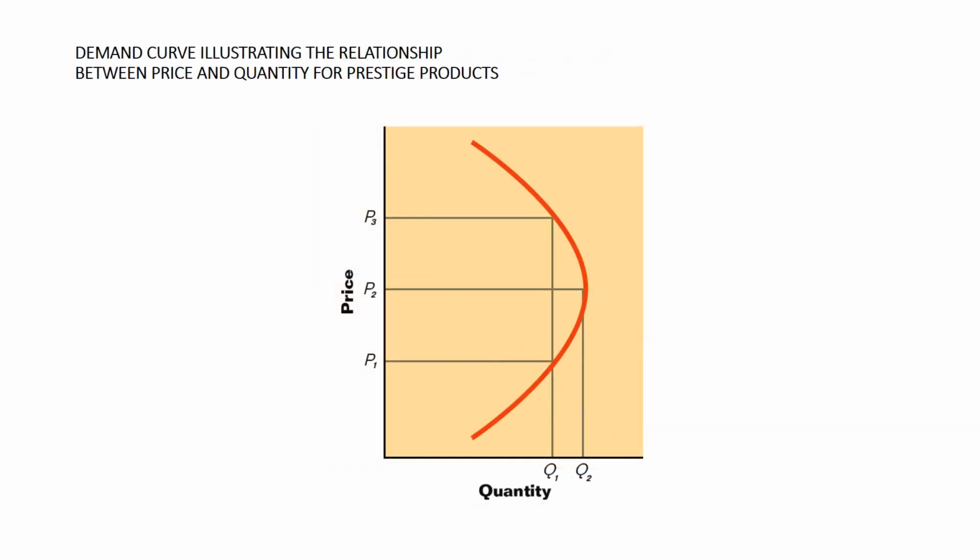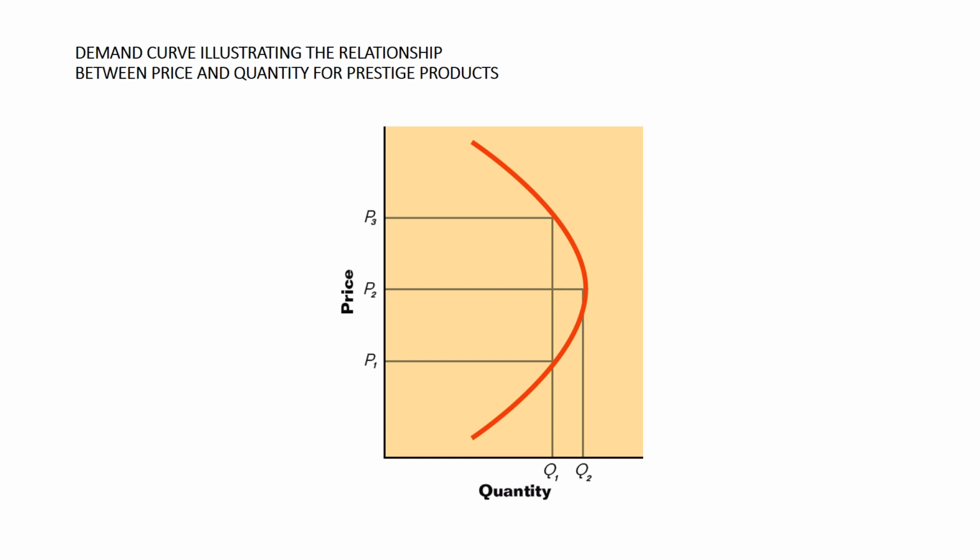I don't think I've ever seen a demand curve like this in an economics textbook, because this violates the law of demand. Our text explains that this represents the demand curve for a prestige product. At price P1, Q1 units will be sold. If the price increases to P2, the quantity demanded actually increases to Q2. The higher price makes the product more desirable.